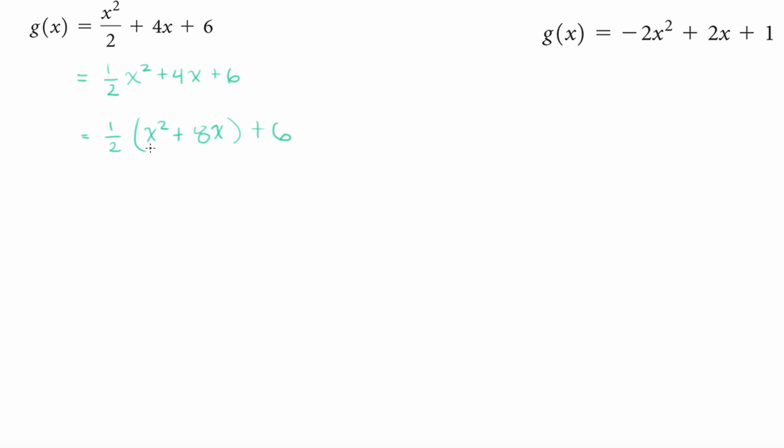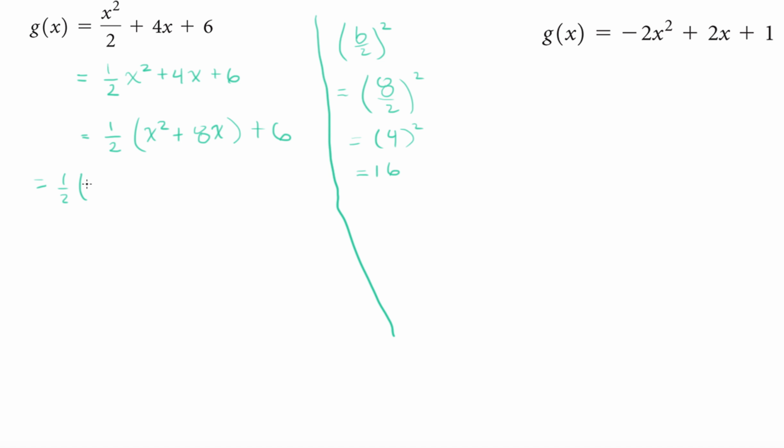Now we will use the completing the square method inside the parentheses. So b over 2 squared. B here is 8, over 2 squared is 4 squared, which is 16. So 16 is the number you're going to add and subtract inside the parentheses. Let me separate this. So you have 1/2 x squared plus 8x plus 16 minus 16 plus 6.